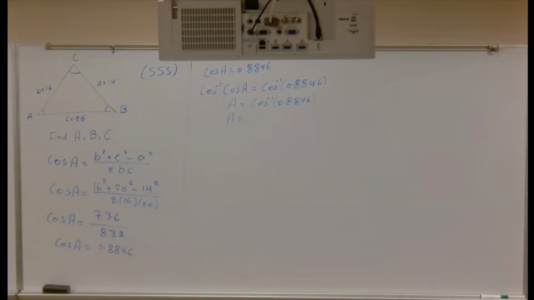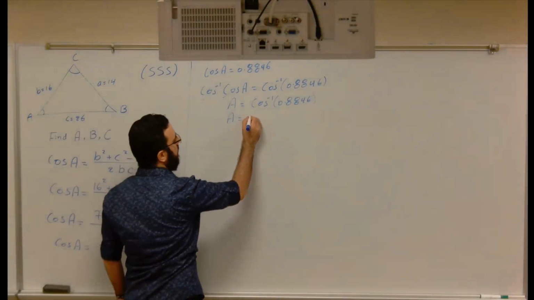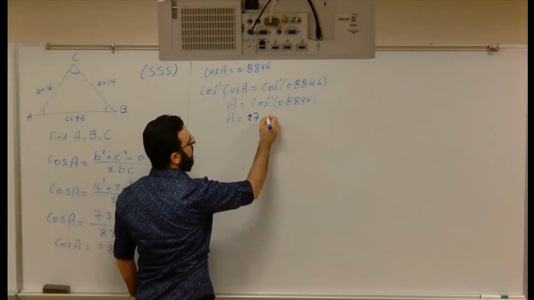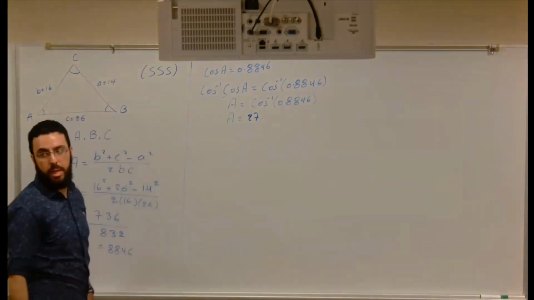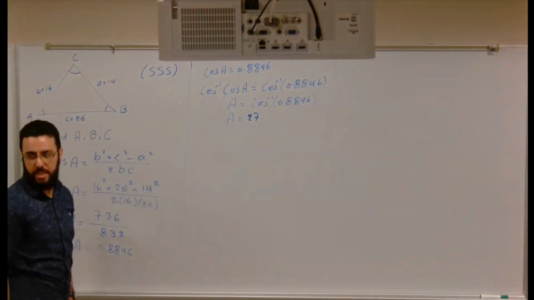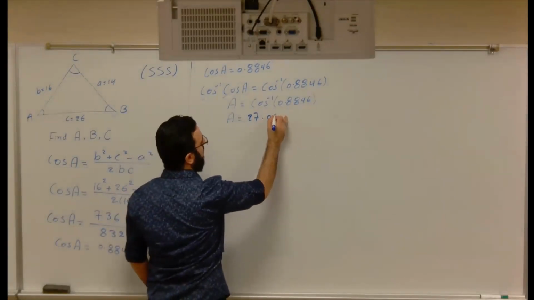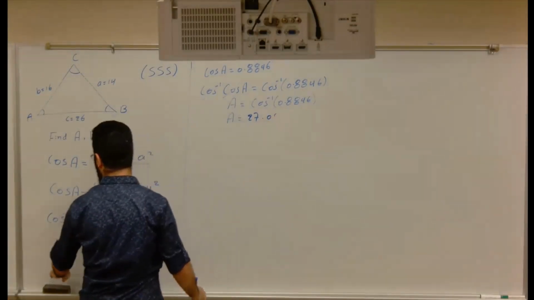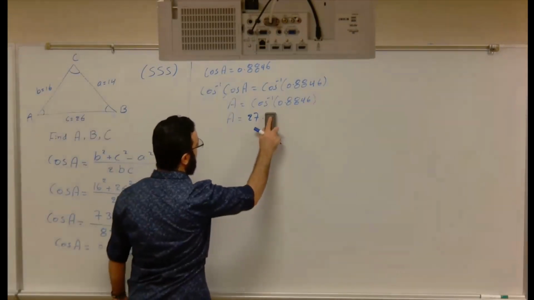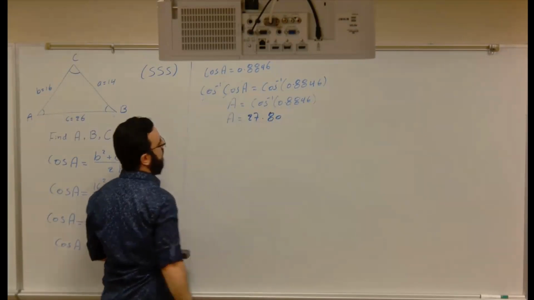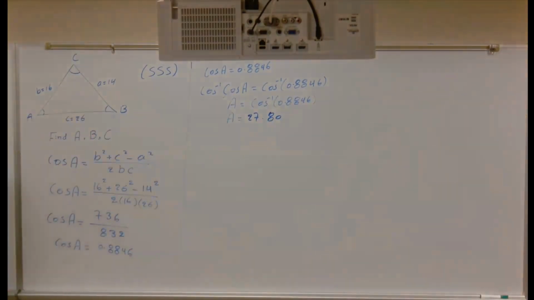So how much is going to be the angle A? Go ahead. 27.8. You want me to round it or keep it whole? Round the number. The full number is 27.797, so 27.8. So this is the angle A.